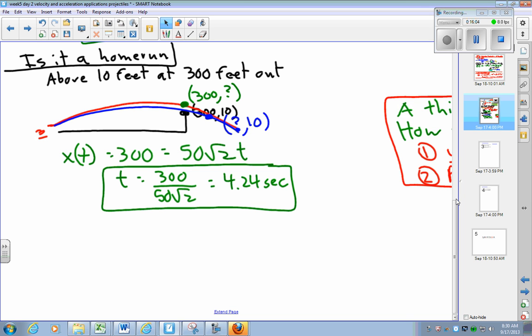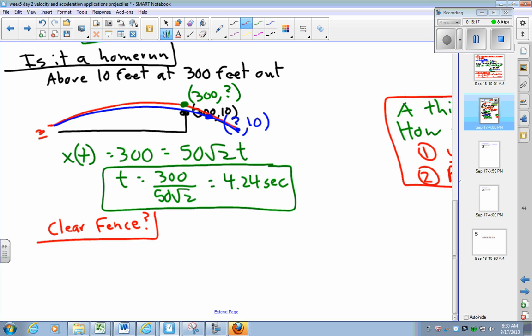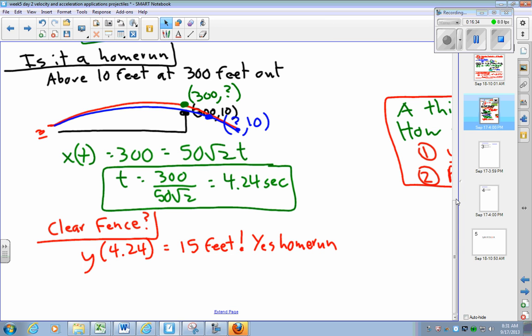Now I just don't know how high off the ground it is at that fence. So to do that, you can go, did it clear the fence? Clear fence. So I'm going to plug in that time into my y. So y of 4.24, and when I plug that in, I got 15 feet. So yes, home run, because I'm above that 10-foot fence. Okay. So again, really Calc 1 questions today, which makes it kind of nice.